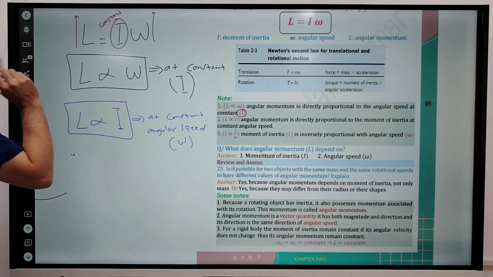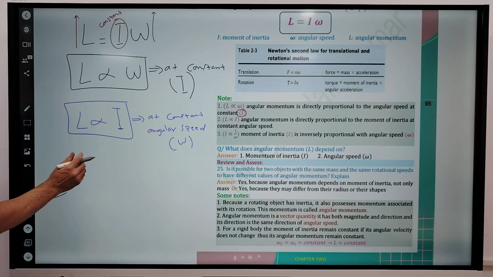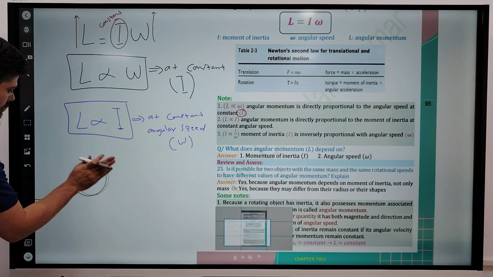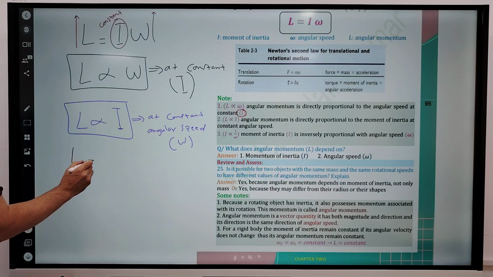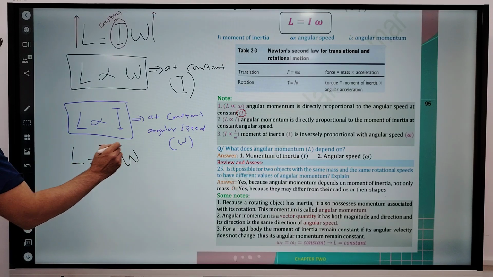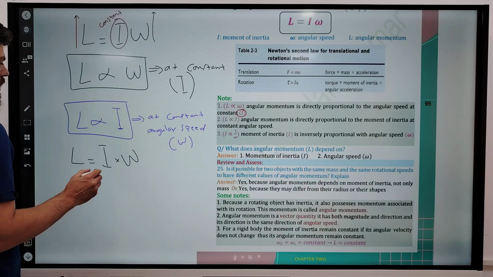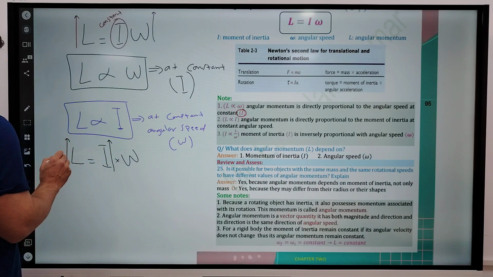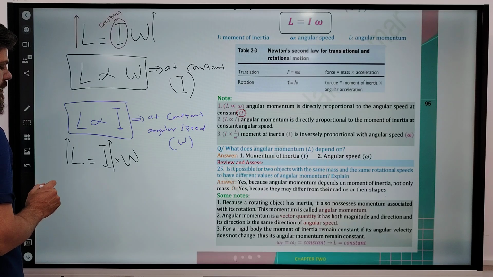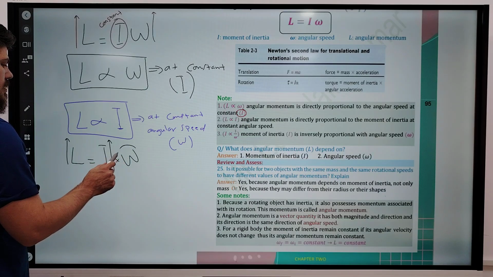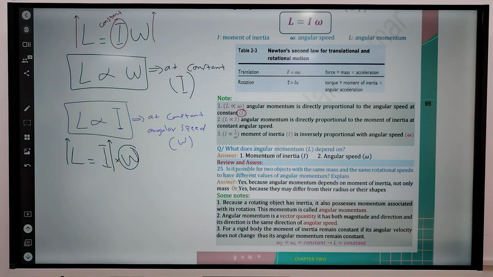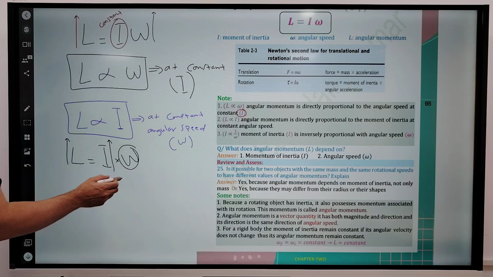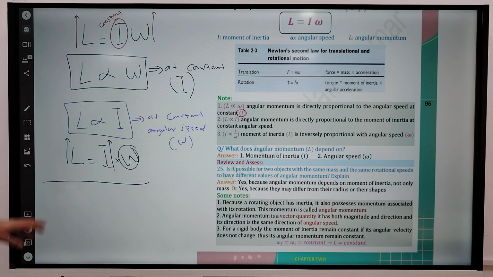For example, L is equal to I times omega. When moment of inertia increases, what happens to the angular momentum? Angular momentum also increases, but at constant angular speed. So we can find the relation between angular momentum and moment of inertia, and between angular momentum and angular speed.